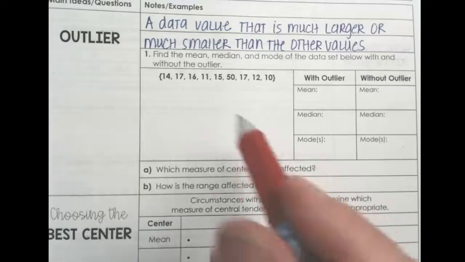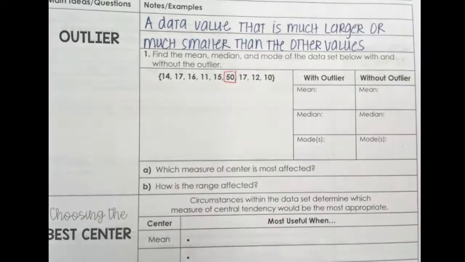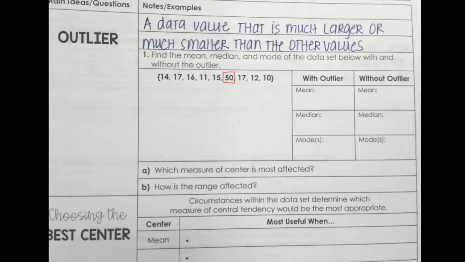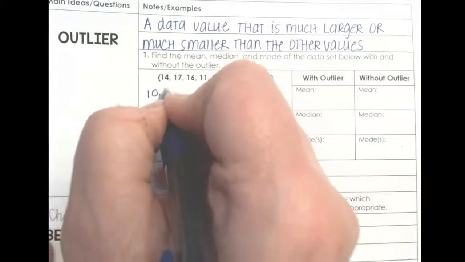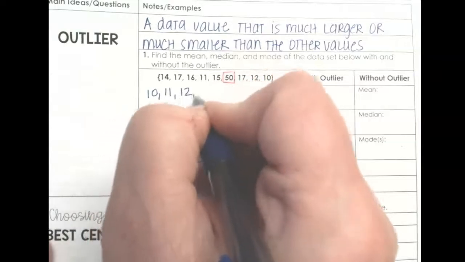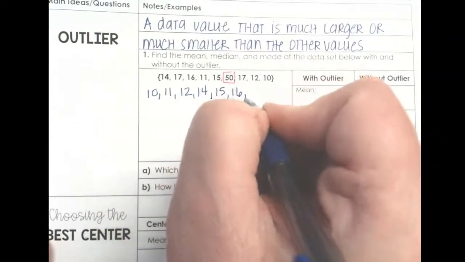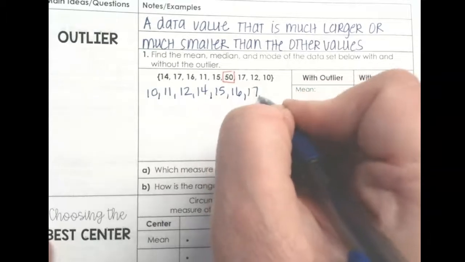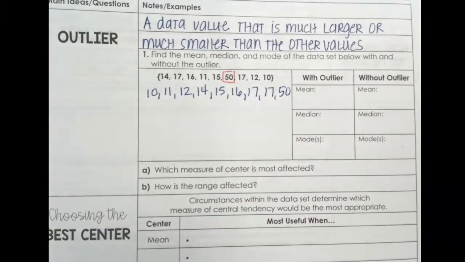So when I look at all these numbers, they're a lot alike except for 50. 50 is very different. It's much bigger than all of the other numbers. So if I put them in order, I get 10, 11, 12, 14, 15, 16, 17, 17, and 50. All right, what I want us to do is find the mean, median, and mode with and without the outlier.